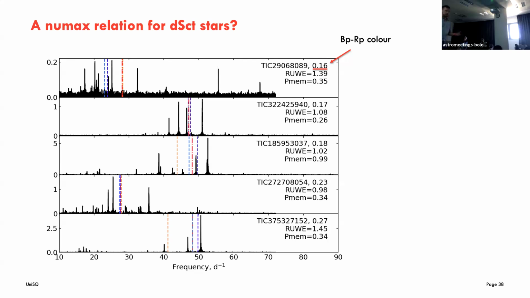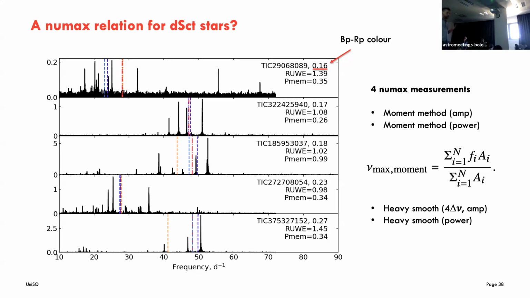So what we need to do is measure the frequency of maximum power, but how do you do that when your modes are not in a Gaussian envelope? Well, we applied 4 different methods to measure nu max. The reason we want to do this is to identify any methodological uncertainty in this process, rather than just say, take the strongest peak, right? So we use 4 methods.